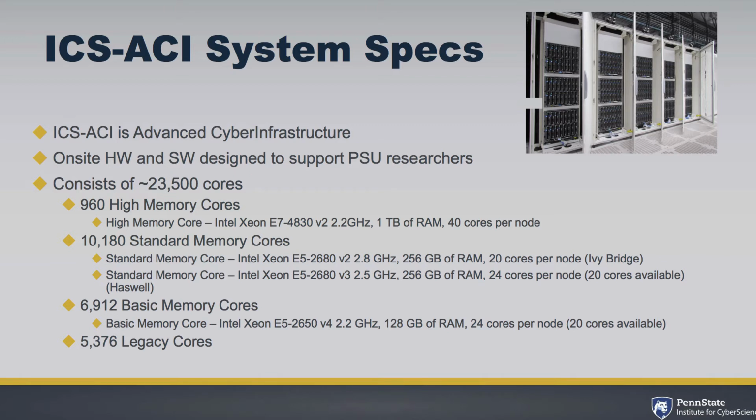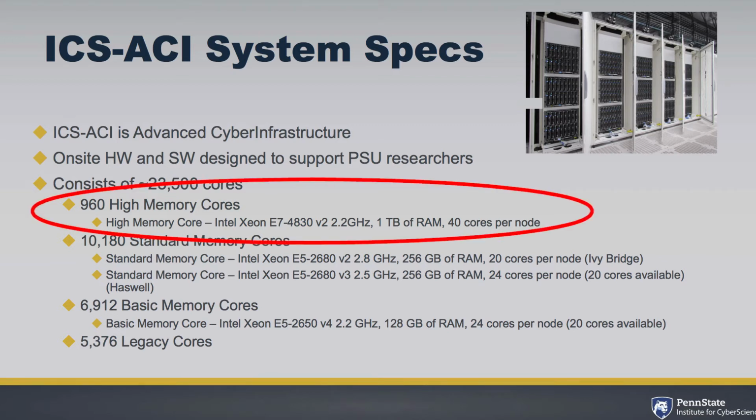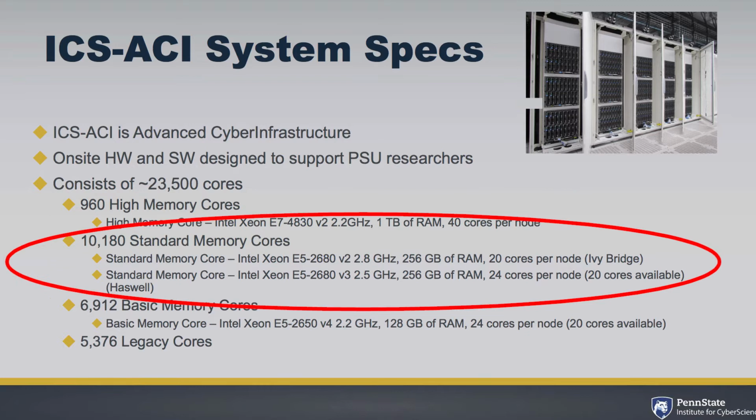There's roughly 1,000 high memory cores for high memory jobs. The specific specifications you need to know about that is 1 terabyte of RAM, 40 cores per node for the high memory cores. There's around 10,000 standard memory cores, okay? So we do have two different types of processors for these.